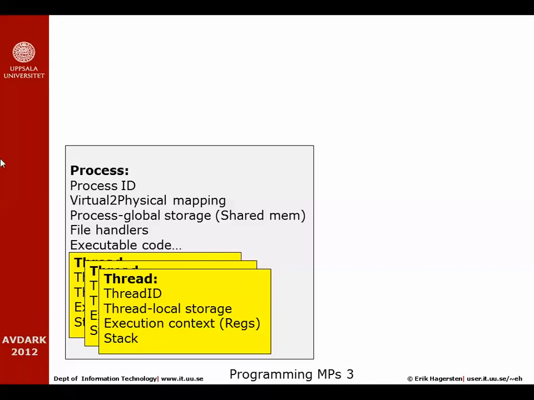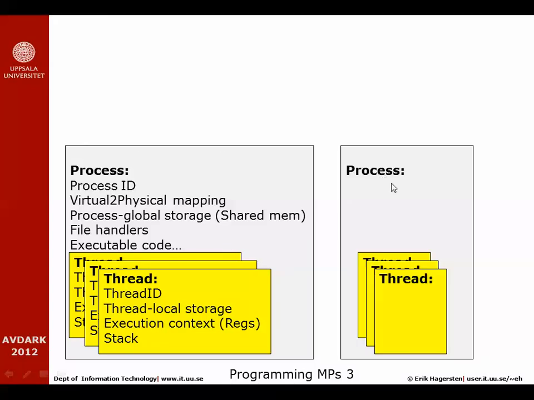All these threads created in the same process will all be able to access the same process global storage. So this is the shared memory that all these threads will be able to read and write in a coherent way. An application may have several processes, and each of these processes may inside have several threads running in parallel.